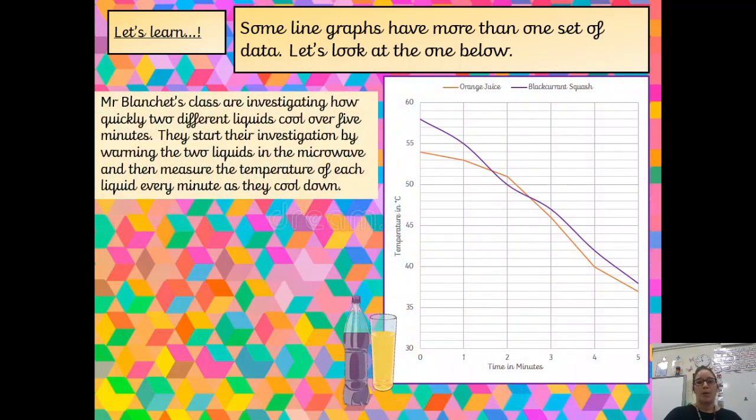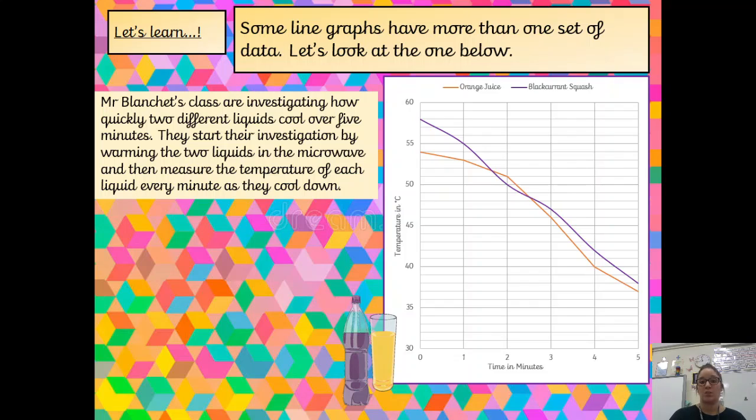Okay, and we can see we've got an orange juice and blackcurrant squash. And it says, Mr. Blanchet's class are investigating how quickly 2 different liquids cool over 5 minutes. They start their investigation by warming the 2 liquids in the microwave and then measure the temperature of each liquid every minute as they cool down. So we can see we've got blackcurrant squash, which is the purple line because we've got the key at the top. Okay, this is the key. And then we've got the orange line, which shows the orange juice. Okay, we've got our temperature on our y-axis shows us it's in degrees Celsius, and we've got the time along our x-axis.